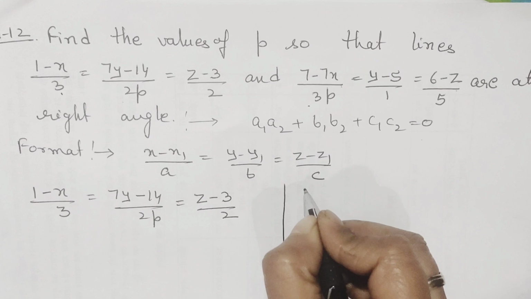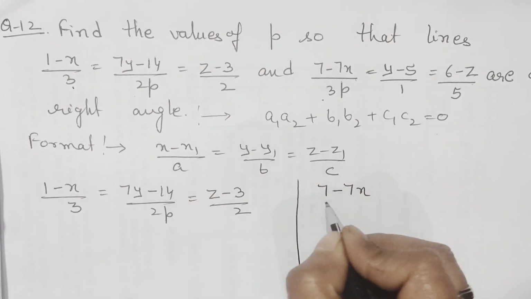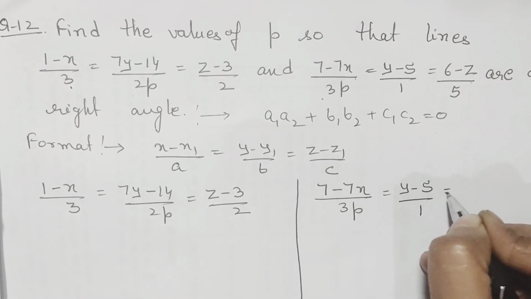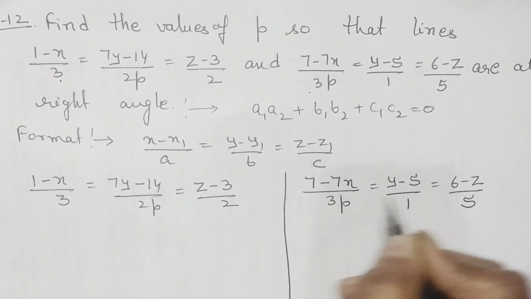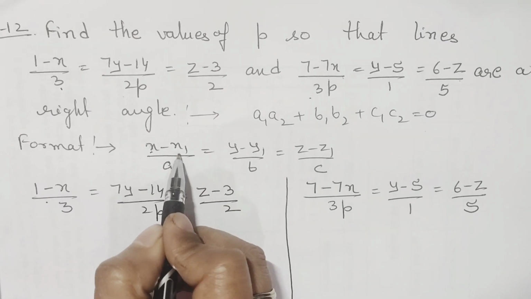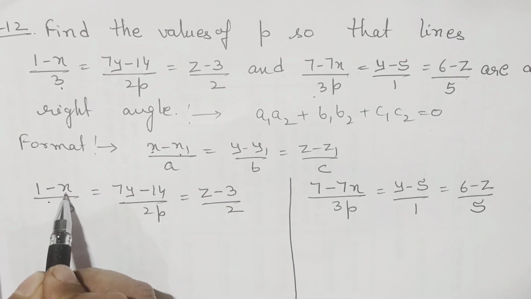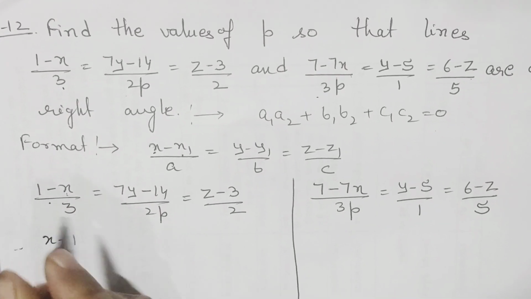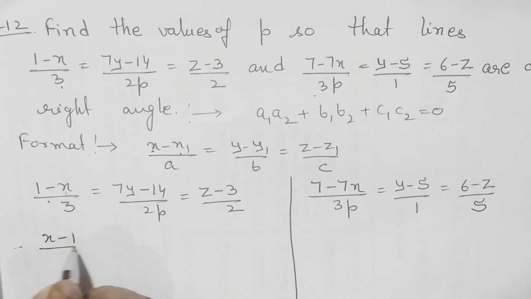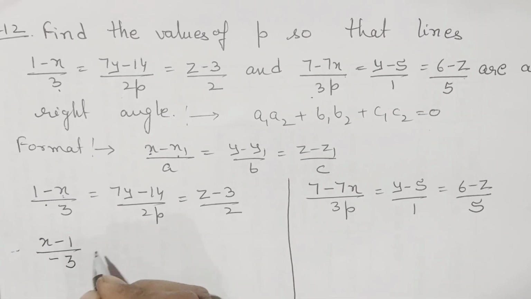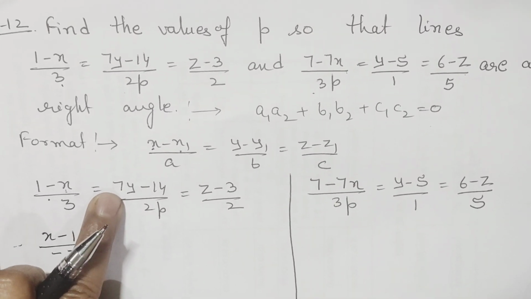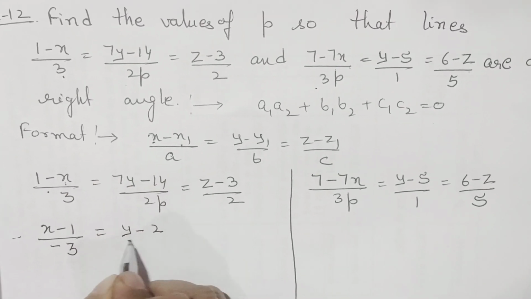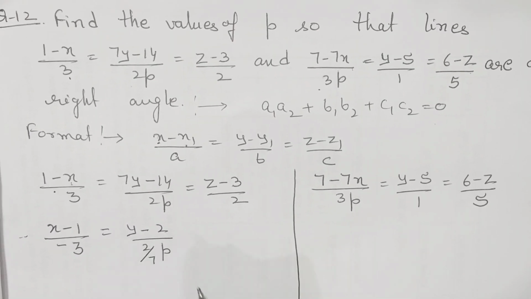Just see over here, the format differs from the main format of the equation. I'm writing here 6 minus z over 5. Now here you can see x minus x1, but it is given as 1 minus x. So we transform it and it becomes x minus 1, taking the minus sign outside, so here we get minus 3. Similarly, here 7 is given, so we divide overall by 7. So it becomes y minus 14 by 7, that is y minus 2, and here we get 2 over 7p.